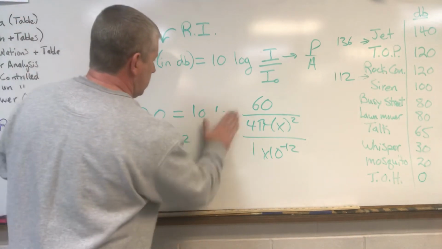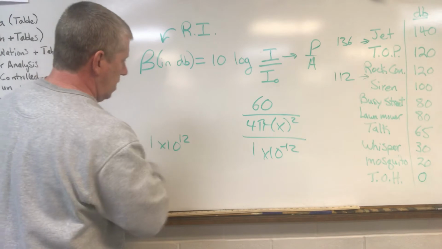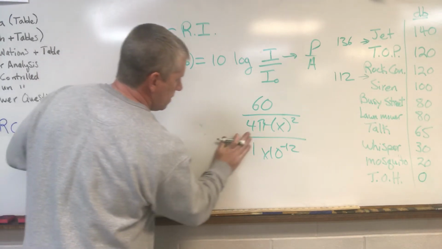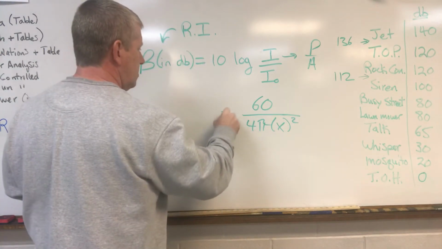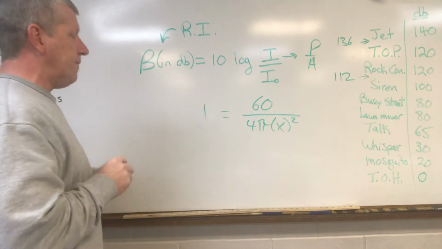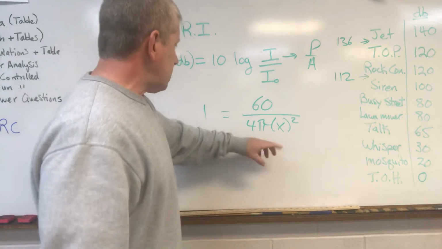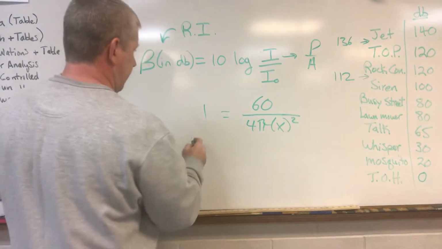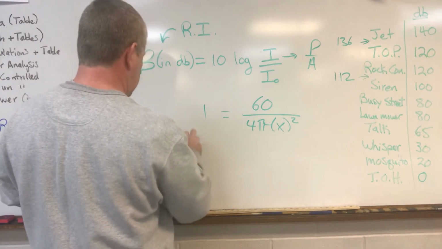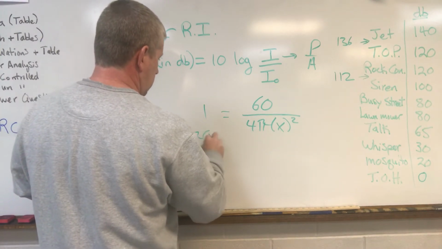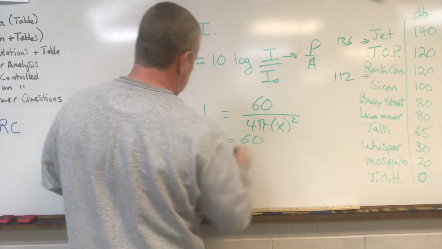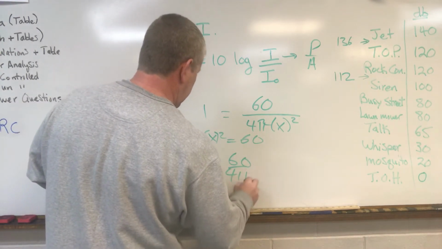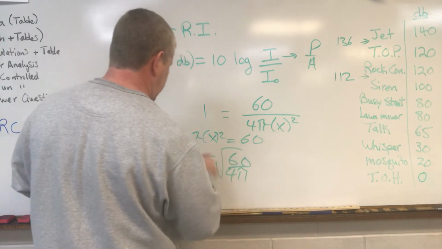So this is now gone, equal to that. We multiplied this, we got 1. So that's equal to 1. This is just like before. And now I'm going to solve for x. So I'm going to cross multiply, bring this up here, bring this down here. So we get 4 pi x equals 60. And then 60 divided by 4 pi, square root gives you x.